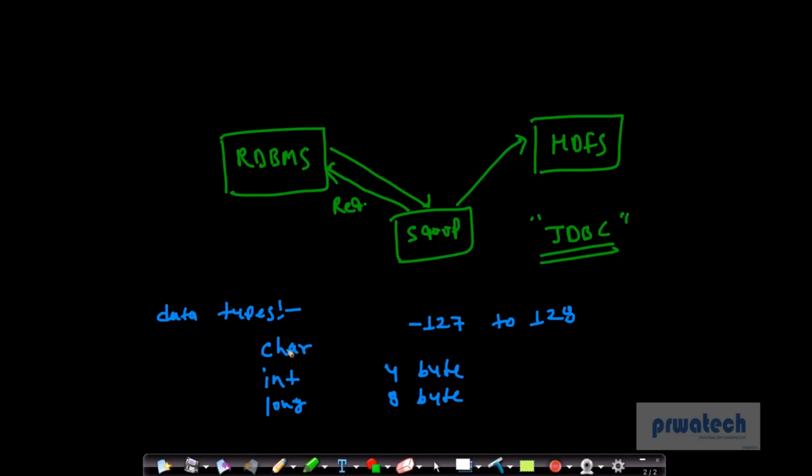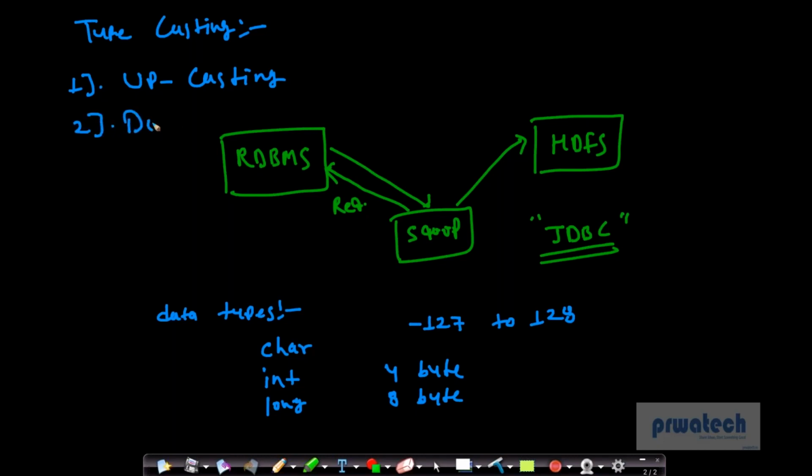What is typecasting? Let me write it here. Typecasting. When we start Scala and actually start the coding part, I'll tell you about the casting approach and why casting is required in real time. So there are two types of casting. One is upcasting and second is downcasting.